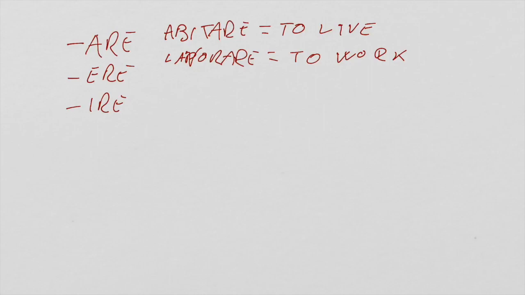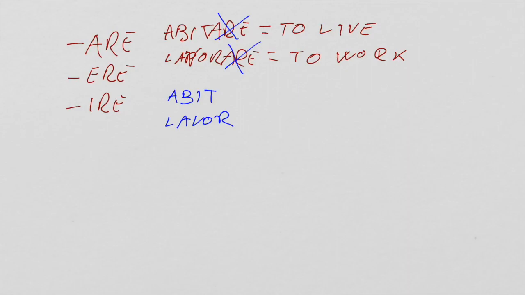How do you do that? You take the infinitive form, in this case abitare, and you remove the last three letters, -are, okay? And what you have here, you obtain the root, abit, lavor. See? These are the words, the infinitive form without -are. This is called the root. And you work with that.